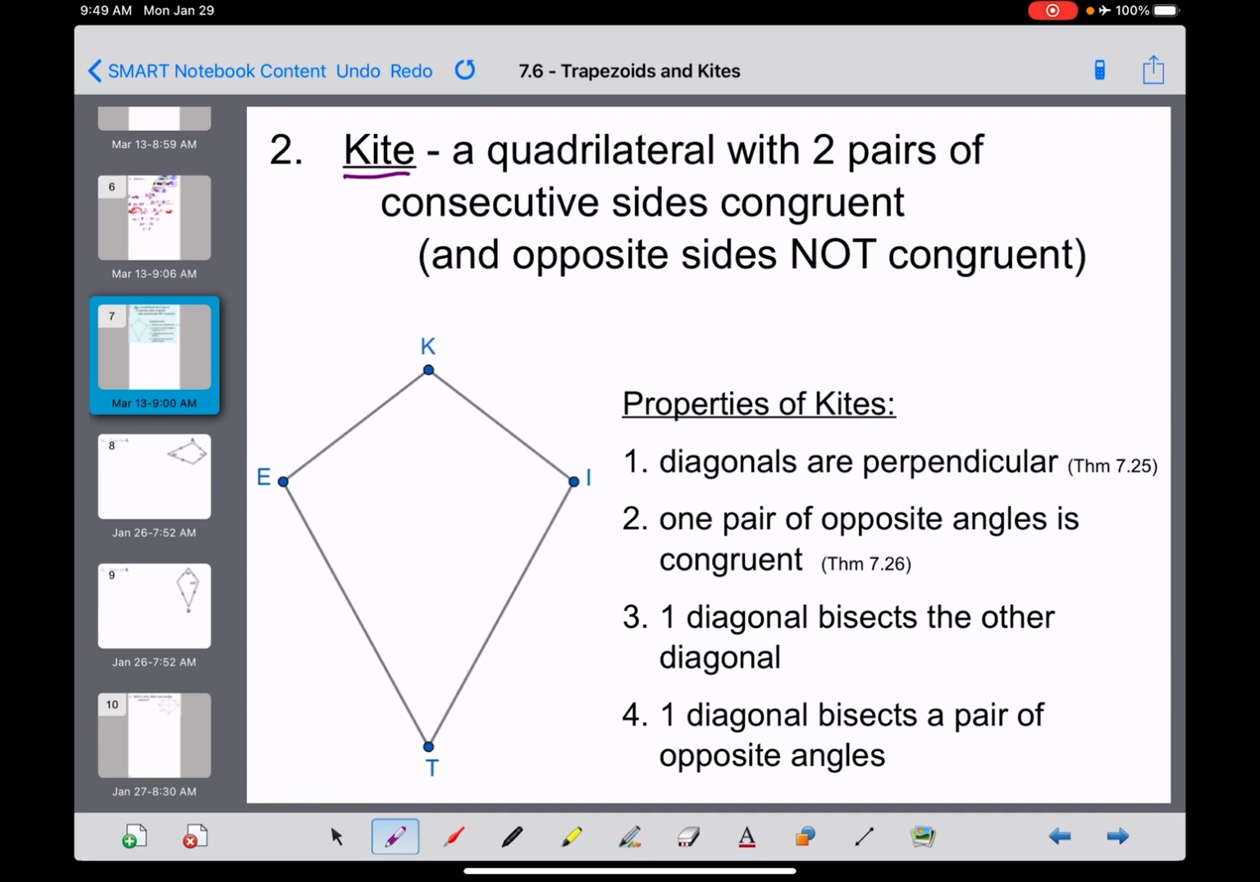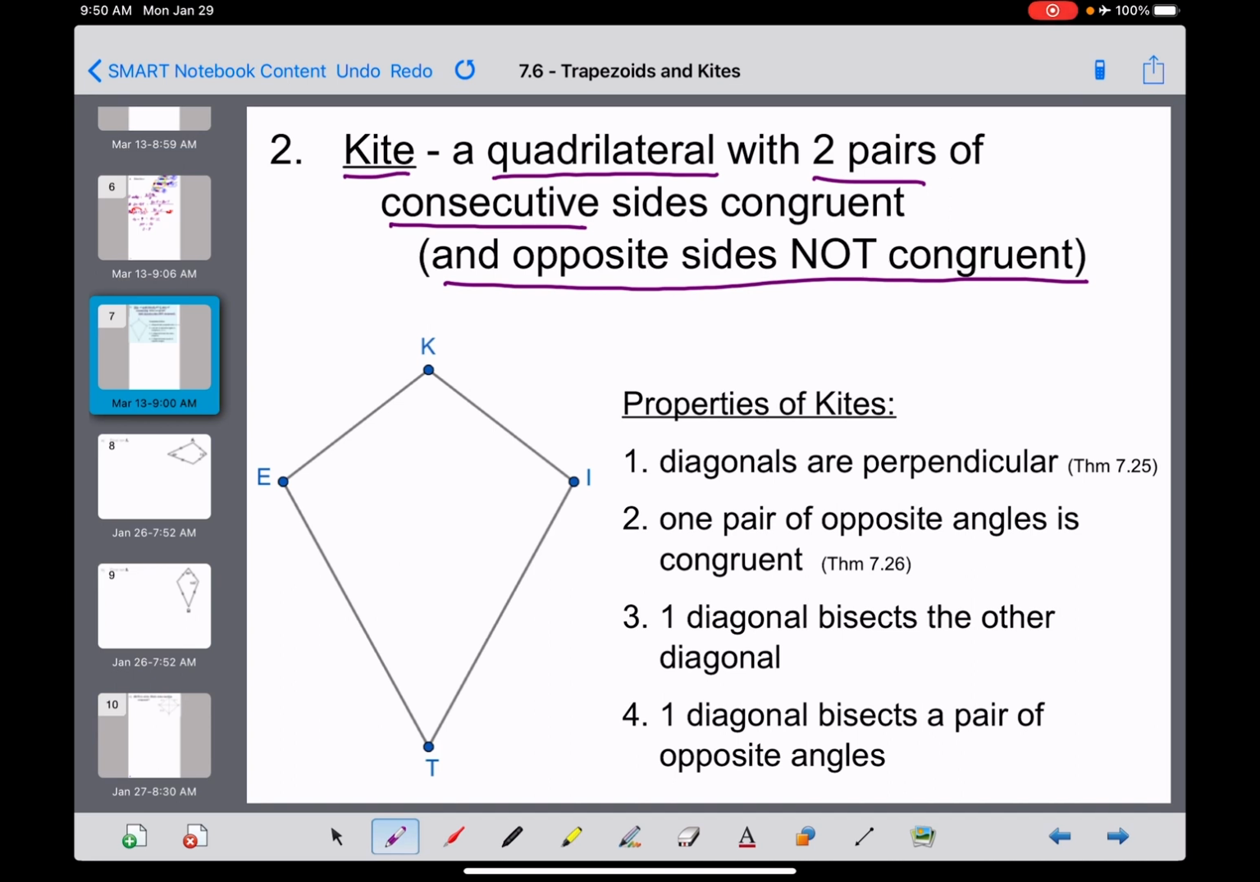So our definition of a kite, you'll notice, is different than anything else we've talked about. A kite is a quadrilateral, 4 sides, but it has 2 pairs of consecutive sides that are congruent to each other. And then going along with this, opposite sides are not congruent. So I've drawn a kite for you here, and I didn't just freehand this, guys. I did this on GeoGebra, so I believe what you're looking at here in this figure is about as perfect as I can make it.